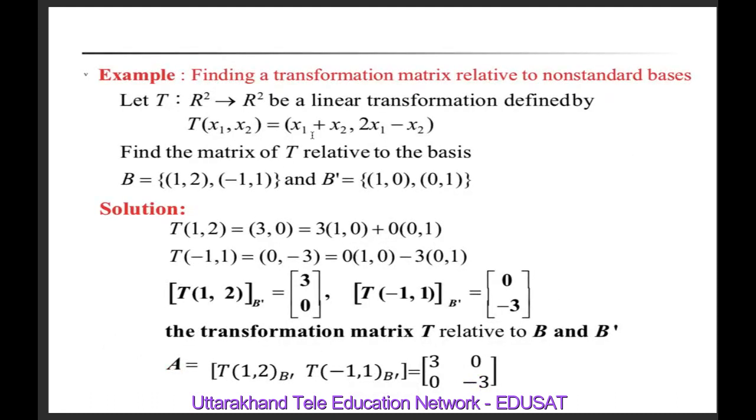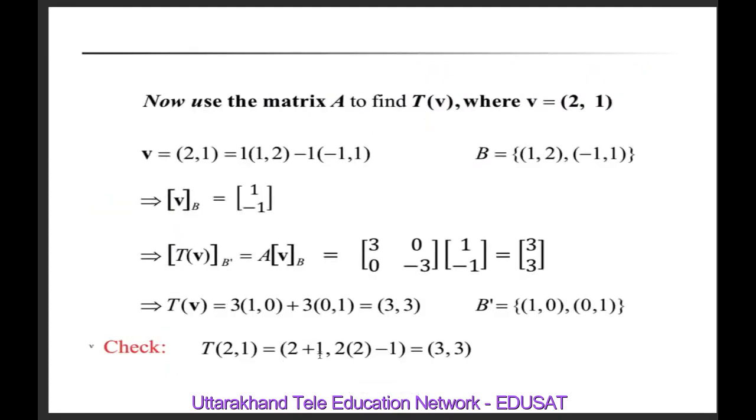So you may check: T(x1, x2) is x1 plus x2, 2x1 minus x2. So T(2, 1) is 2 plus 1, 2 into 2 minus 1. So this is 3 and this is 3. So T(2, 1) is (3, 3).